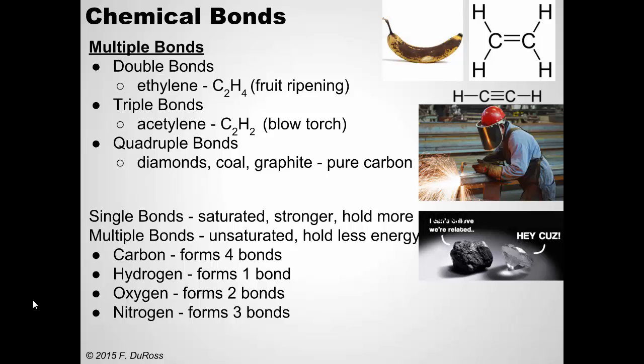Single bonds are generally stronger, and they hold more energy. Remember, bonds store energy, and by breaking bonds, we can release that energy. And so single bonds are stronger, they're called saturated. Multiple bonds, like double or triple bonds, are unsaturated and hold less energy.